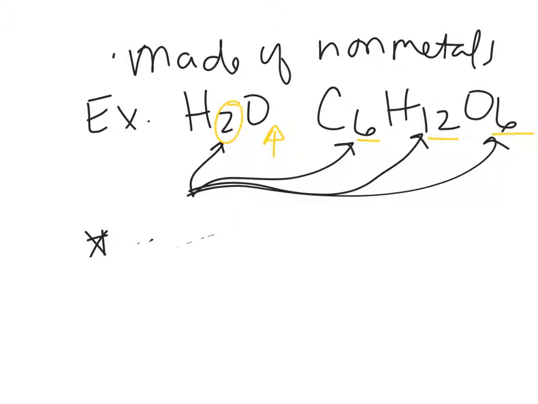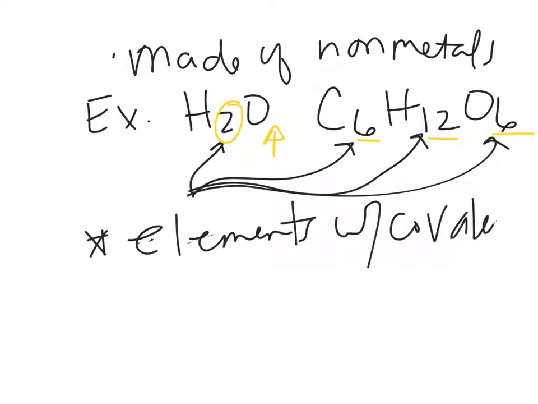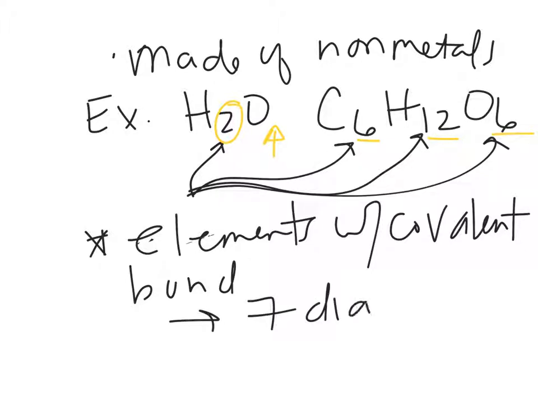So you can also have elements with covalent bonds, and they're still elements because they're made between atoms of the same element. They're the same types of atom. There are a total of 7, and we call them the 7 diatomic elements. That means there are 2 atoms in each one. And you're going to need to get familiar with these because they're going to come up a lot.